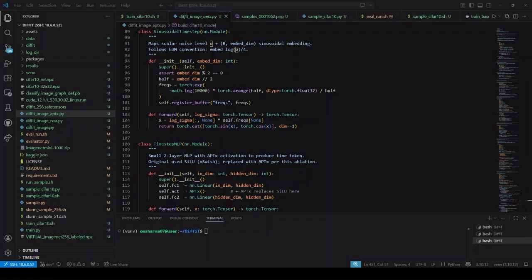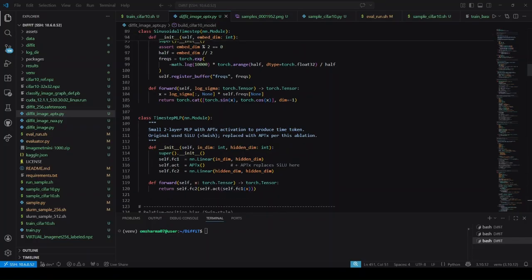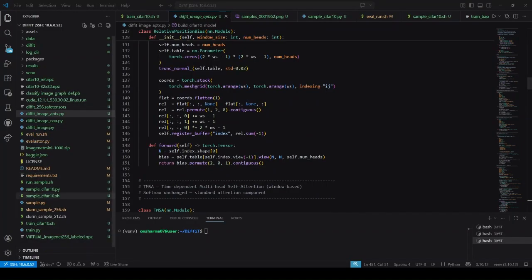So the fourth modification was replacing SiLU, also known as the swish. aptX is defined as alpha plus tanh of beta x times gamma x. At the default parameters, alpha equals 1, beta equals 1, gamma equals half. This simplifies to 1 plus tanh x times x over 2. So it behaves similar to the mish but requires fewer floating point operations. This file contains the implementation.